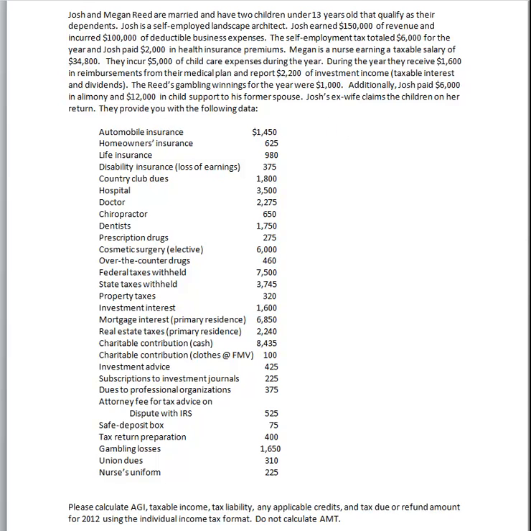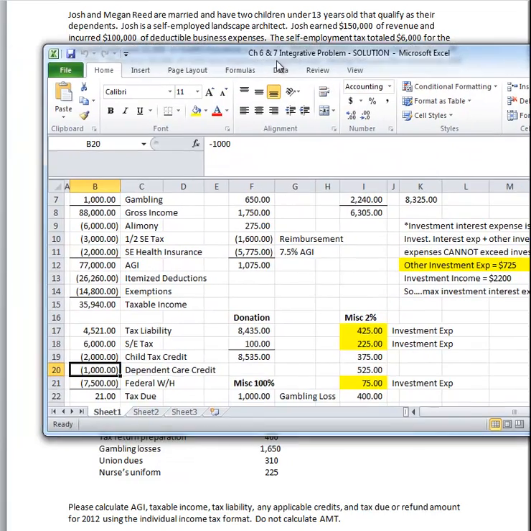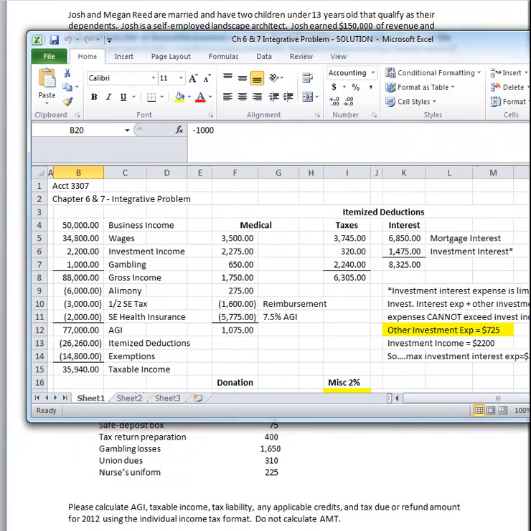So at this point, we are going to be able to calculate adjusted gross income. So as far as your income items, you have the $50,000 of business income. That's coming from the $150,000 of revenue minus the $100,000 of expenses, so $50,000 business income. You have her taxable wages. You have the investment income, which is interest and dividends, that's taxable. Then you also have the $1,000 of gambling. So that leaves you with the $88,000 of gross income.